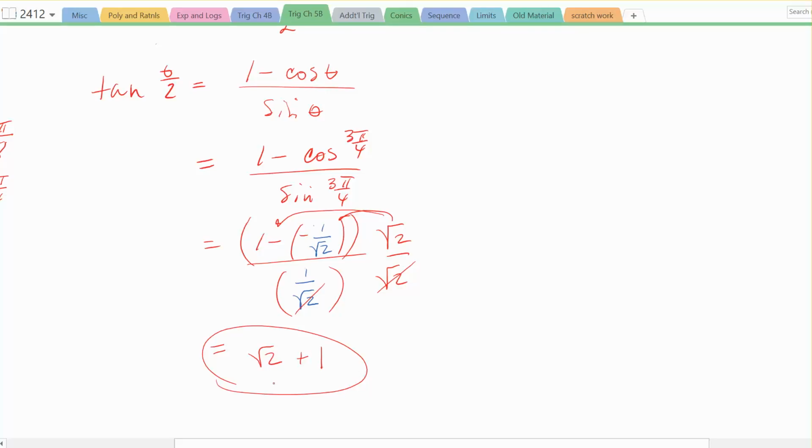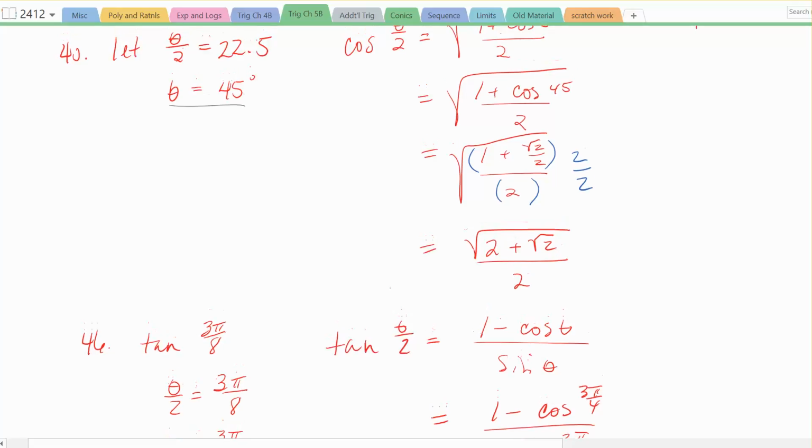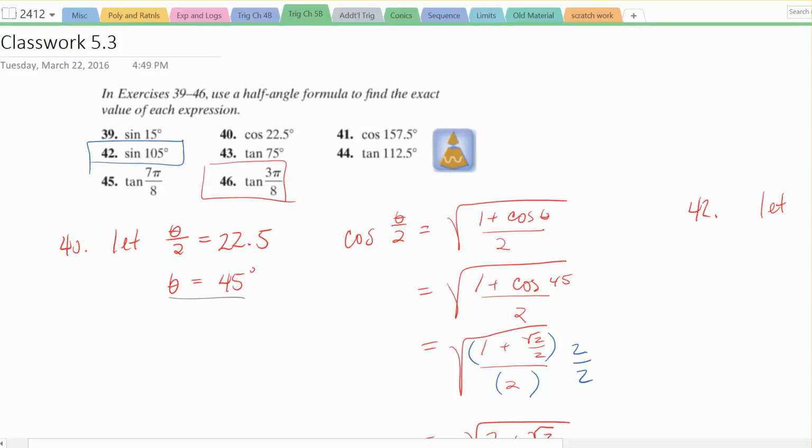So I was able to save a step in there by changing the square root of 2 over 2 back into 1 over the square root of 2. Okay, so I hope that is maybe further clarification on how to use the half-angle formula in this particular case.